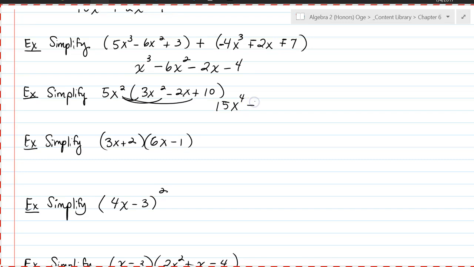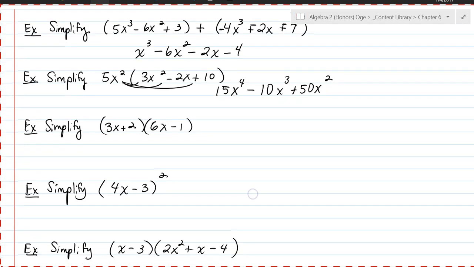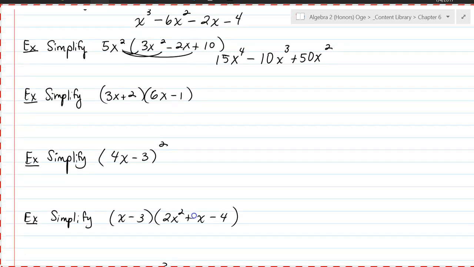Okay, minus 5x squared times negative 2x, which is negative 10, 5 times 2 is 10, x squared times x is x to the third. And 5x squared times 10, which is 50x squared. And that's it, distributing. So we remember to distribute, and we also remember that when we're multiplying powers, we're going to add the exponents. Okay, so the next example, we're going to multiply a binomial times a binomial.